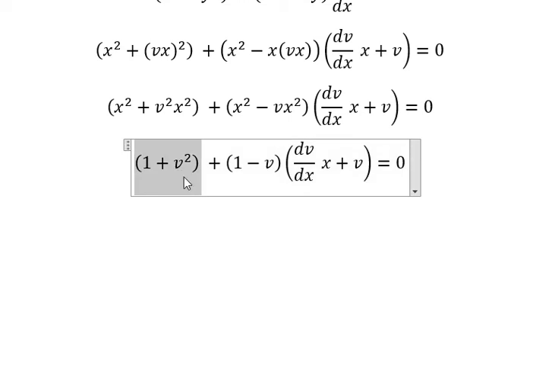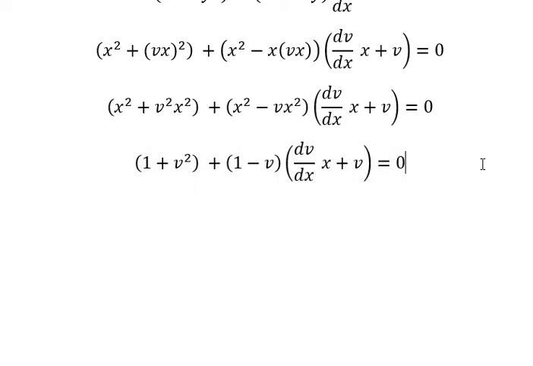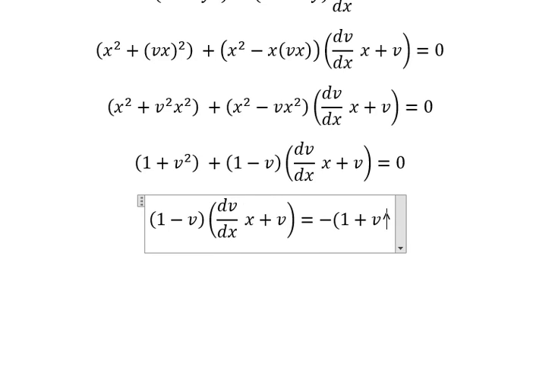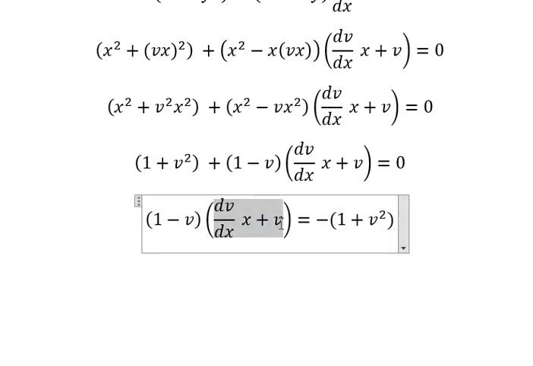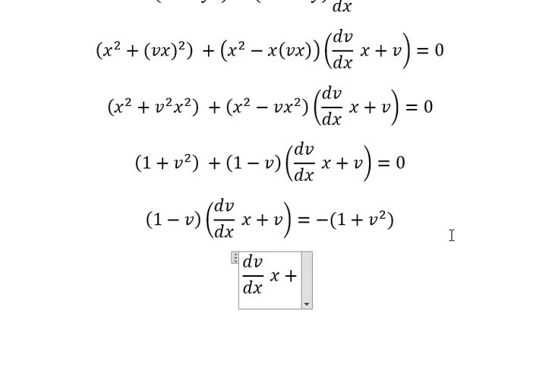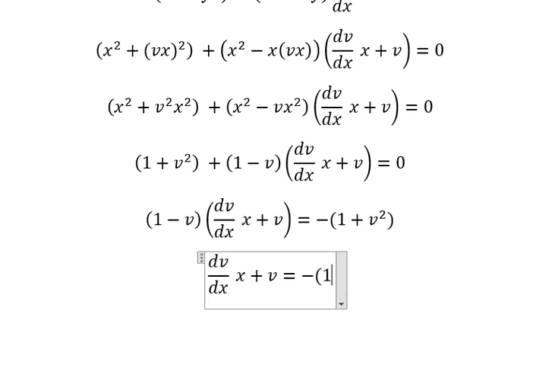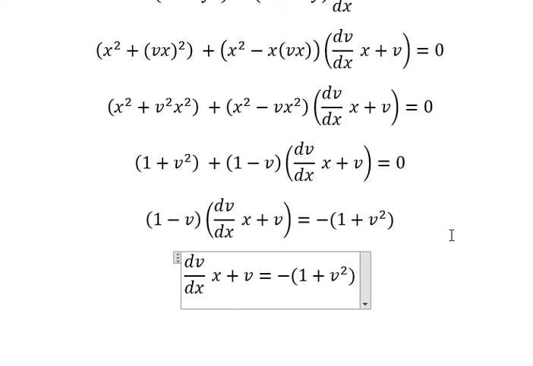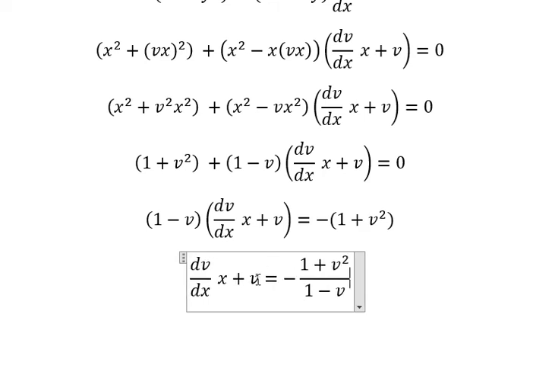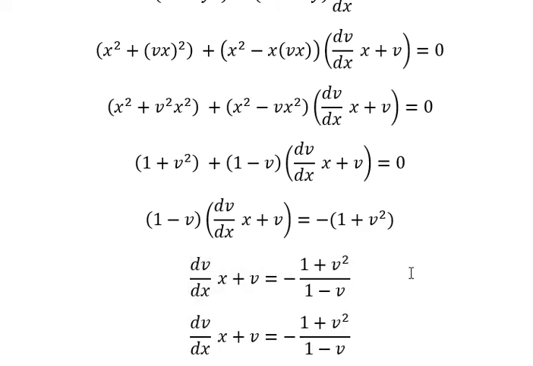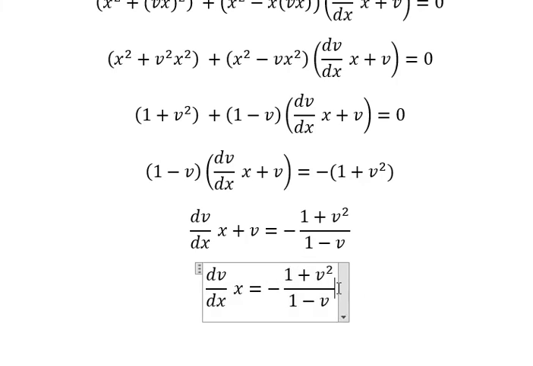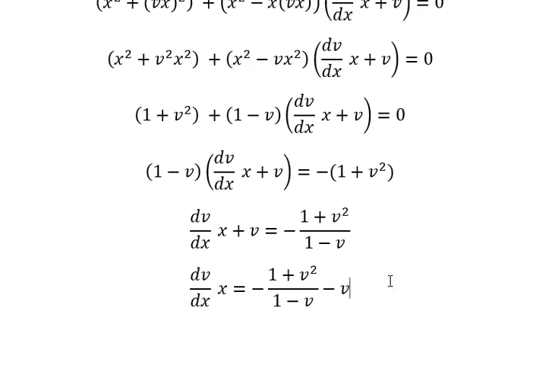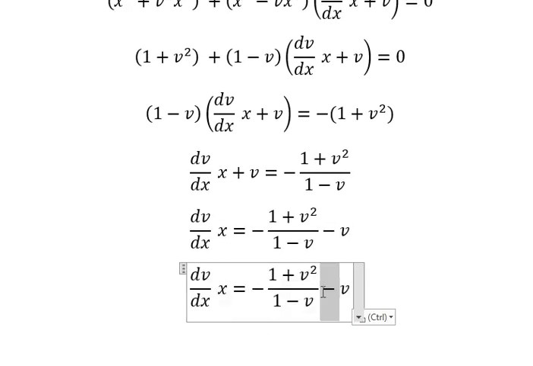Next, we put this one to the right. Next, we divide both sides by 1 minus v. So, we put v to the right. And you get negative v in here. Negative, negative. So I will put negative to the left.